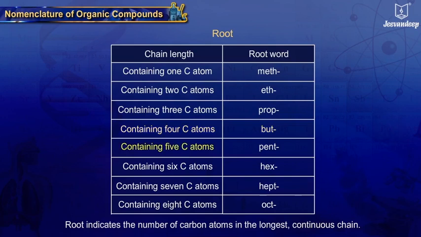One with five carbon atoms is pent. That with six is hex. One with seven carbon atoms is hept. That with eight carbon atoms is oct, and so on.